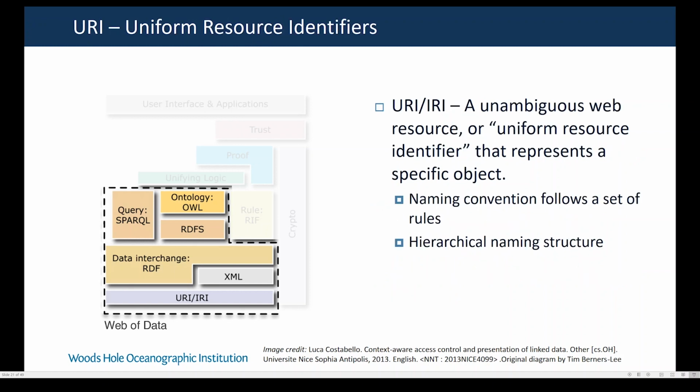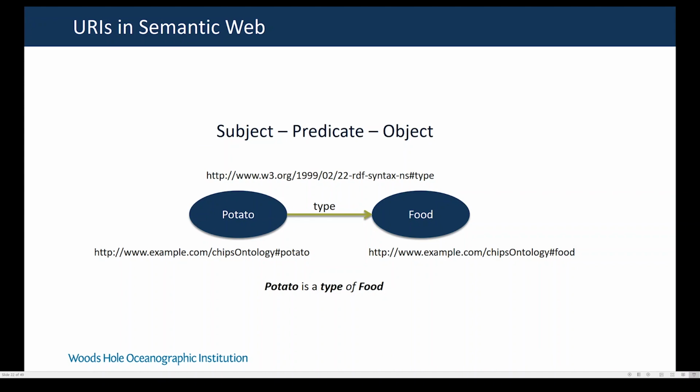At the base, there exists the URI or IRI, and this is the unambiguous web resource or uniform resource identifier. These are used to represent specific objects within the semantic web. They follow a specified naming convention and use a hierarchical naming structure. So using that simple subject, predicate, object example of potato is a type of food, you can see that each object, as well as the property or predicate, have a specific URI associated with them.